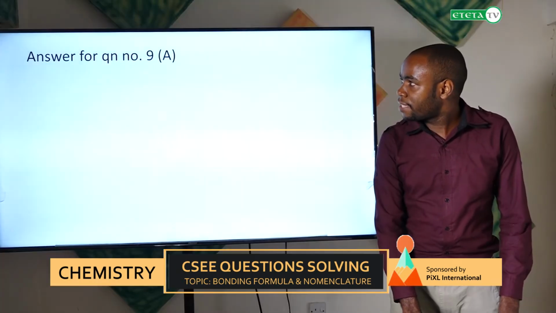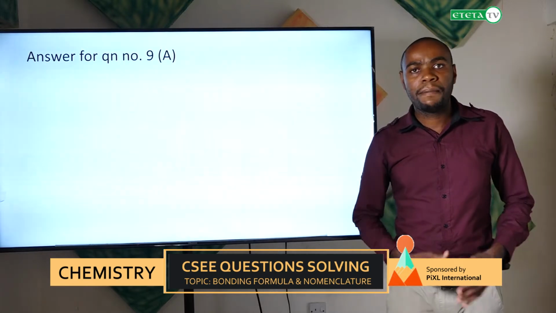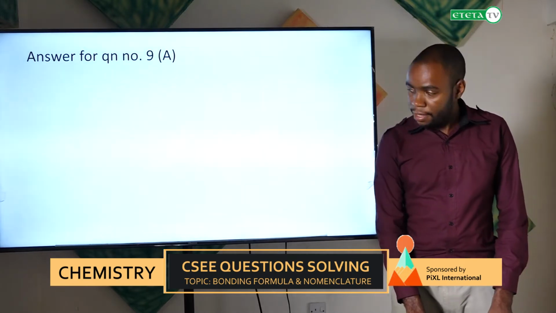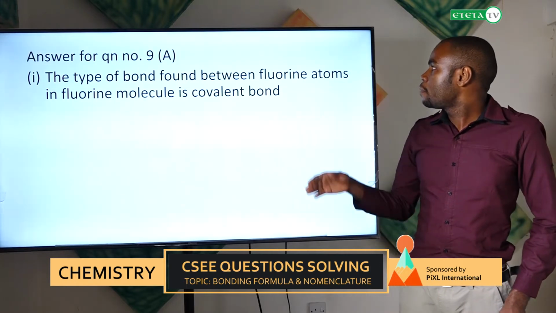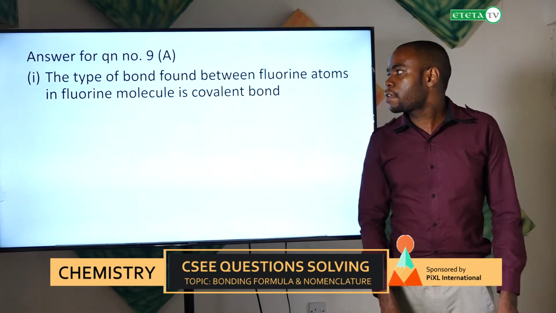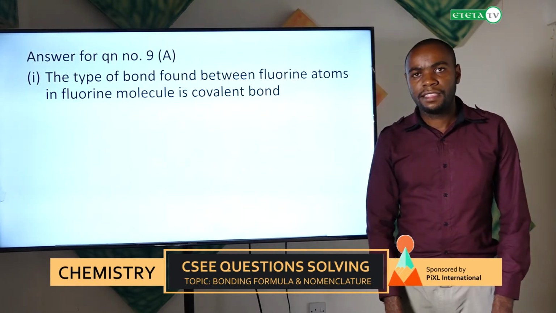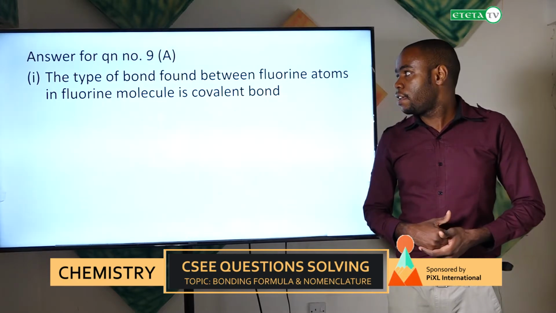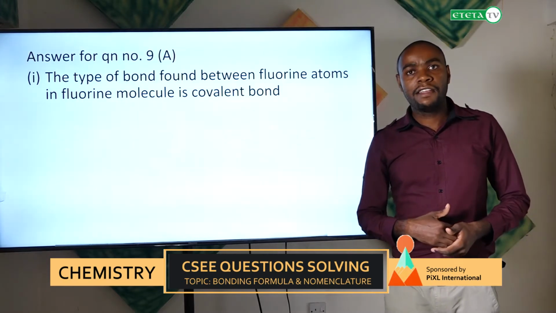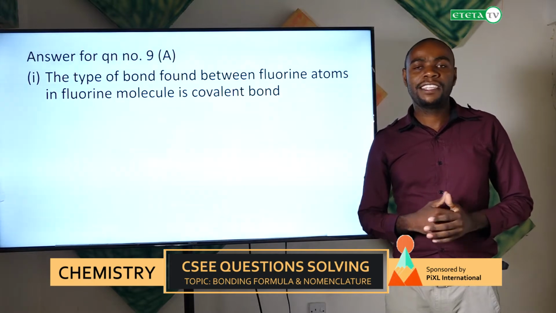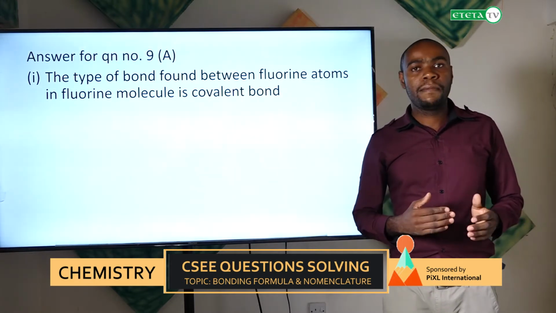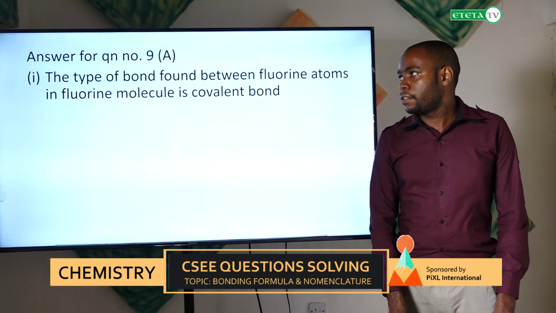Now I will start to answer the question number 9A. The answer is, the type of bond formed between fluorine atoms in a fluorine molecule is a covalent bond. This is because the fluorine molecule involves nonmetals. Fluorine is a nonmetal, so the bond between nonmetals is a covalent bond.